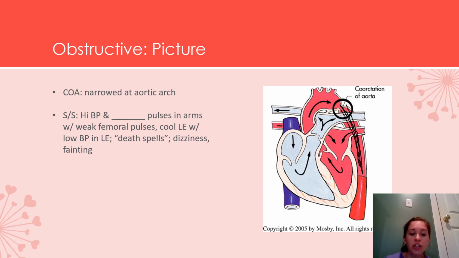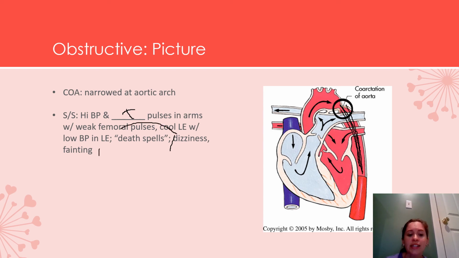So a patient with coarctation is going to have high blood pressure and bounding pulses in their arms, with weak femoral pulses, cool lower extremities with low blood pressure in their lower extremities. They can also have dizziness and fainting. And this is because their brain and their cerebral tissue is getting overperfused with this high pressure of blood pushing through those vessels. And those vessels are quite small in the brain. And so they're getting overperfused, overoxygenated. And so the body responds by getting dizzy and fainting.